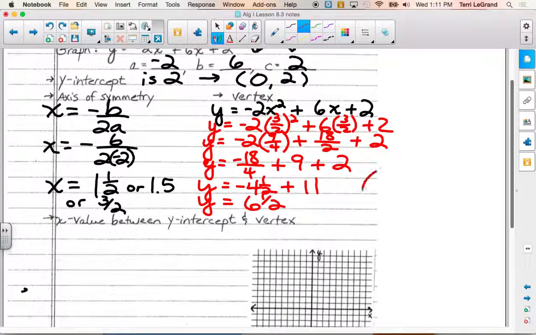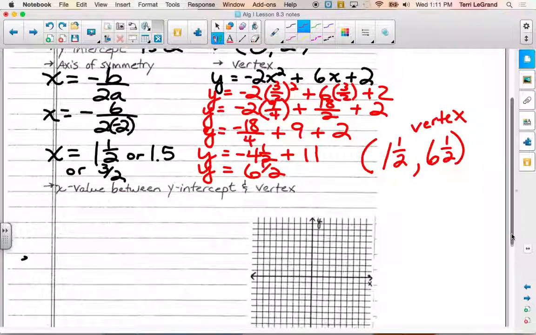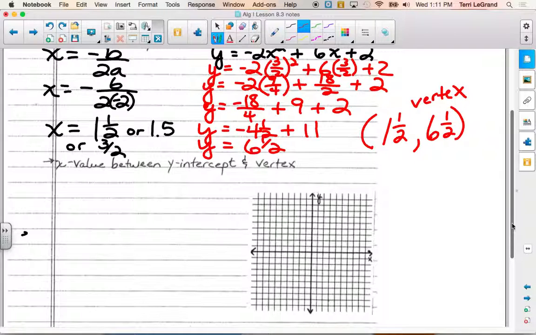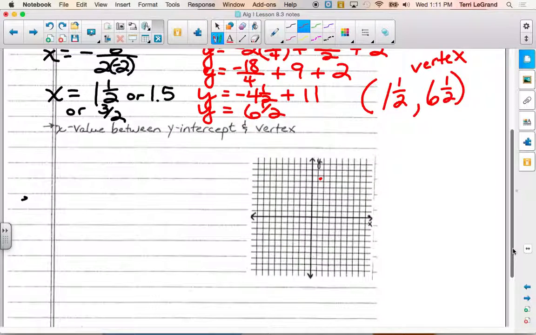So we now know the vertex is at 1.5, 6.5. This is our vertex. Okay, that's the first point we're going to graph actually. So we go to the graph and graph 1.5, 6.5. Should be in the middle of a square on your grid. We're going to let the grid lines always be 1 unless I tell you otherwise. It's right in the middle.